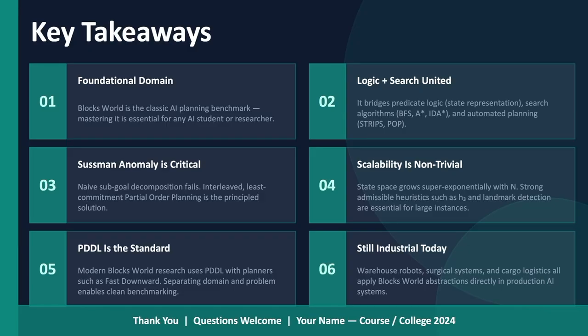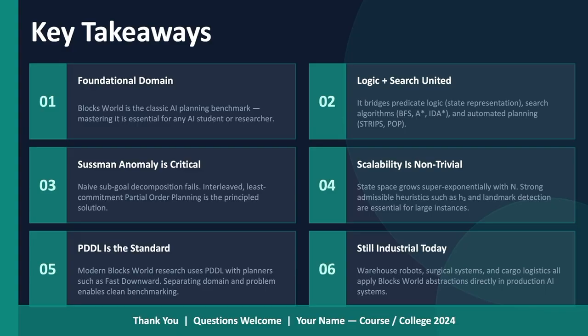To conclude, block world is a very basic but important problem in AI. It helps us understand how machines plan actions. We use logic, search algorithms, and heuristics to solve it. Some situations, like Sussman anomaly, make planning more difficult. Heuristics help us to find solutions faster.